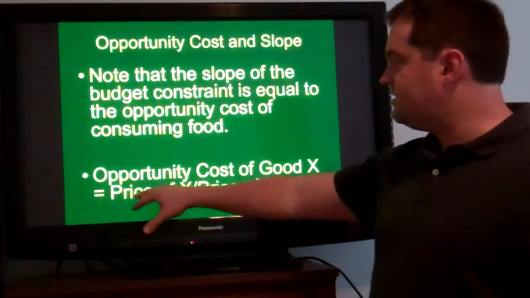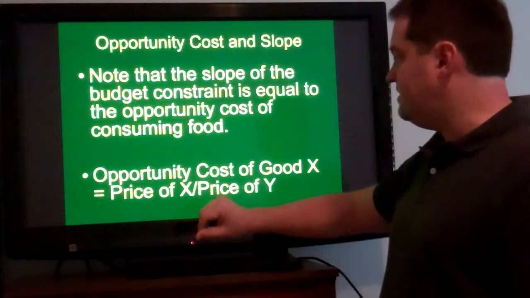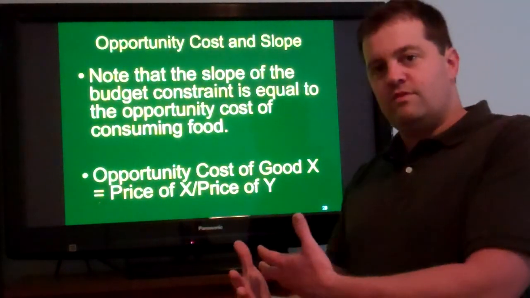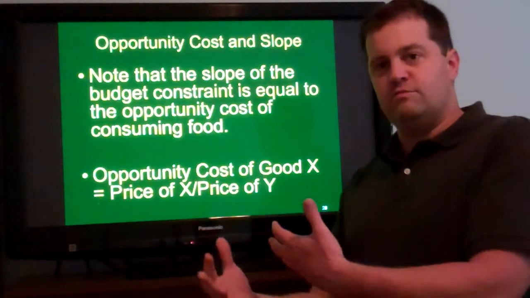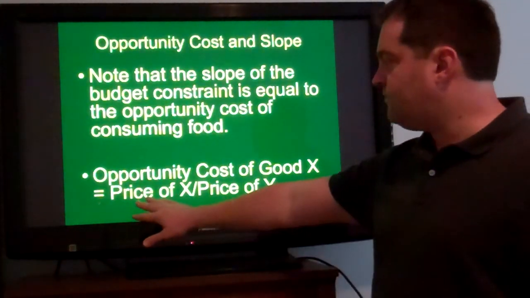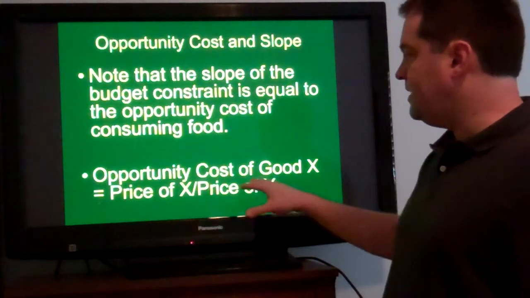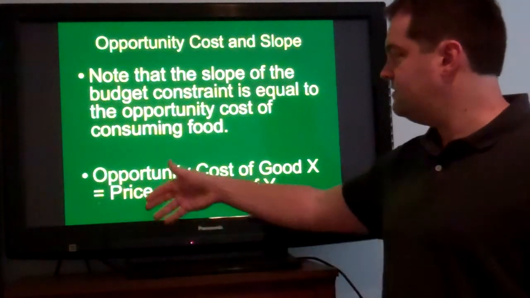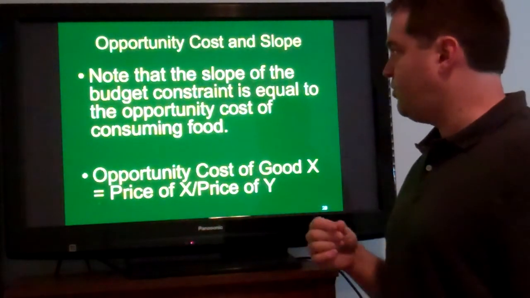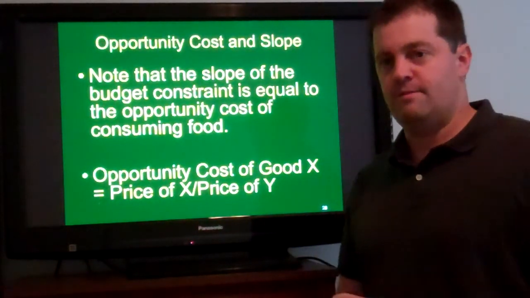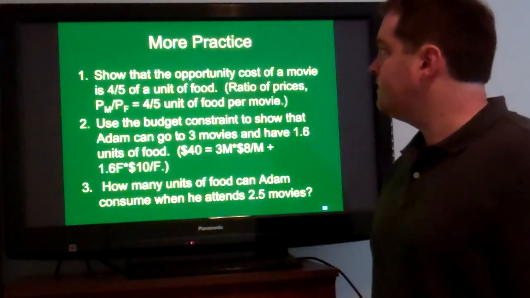All right, so the big thing that students need to understand here is if you want to get the opportunity cost of a good in this budget constraint world, you just have to ponder what the ratio of the two prices is. If we're talking about the opportunity cost of good X, the price of X divided by the price of Y will tell us what the opportunity cost is.